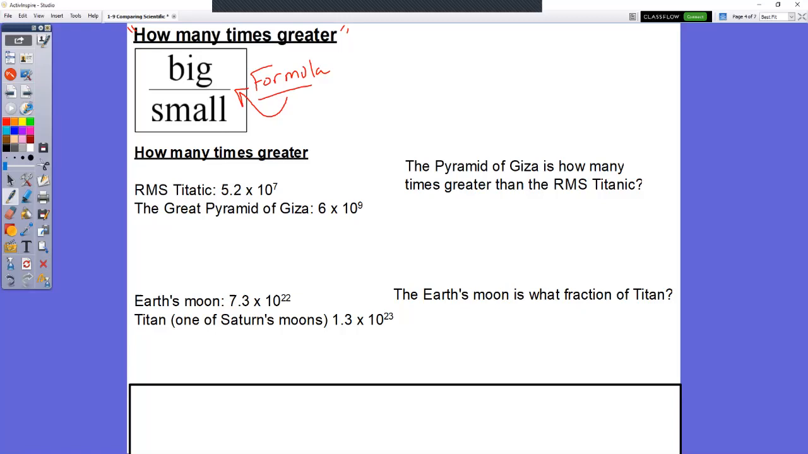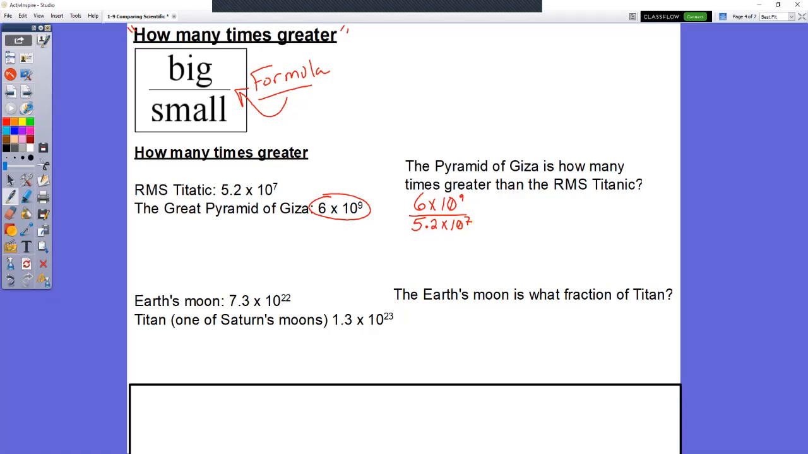So going back to our Titanic versus the Pyramid of Giza. We know that Giza was the bigger number. So how many times bigger or greater is the Pyramid of Giza versus the Titanic? Well, we would simply say 6 times 10 to the 9th divided by 5.2 times 10 to the 7th.